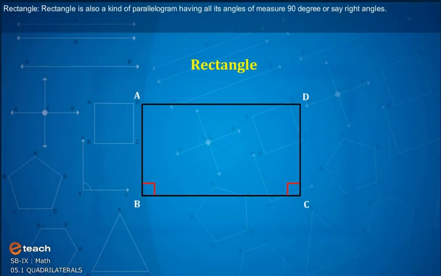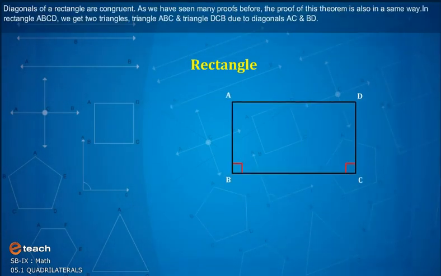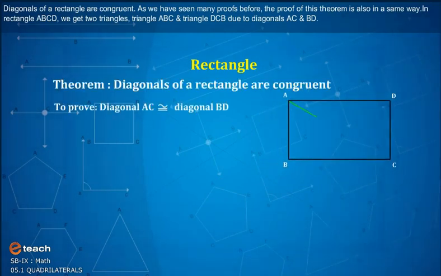Rectangle. A rectangle is also a kind of parallelogram having all its angles of measure 90 degrees, or say right angles. Diagonals of a rectangle are congruent. As we have seen many proofs before, the proof of this theorem is also in the same way.